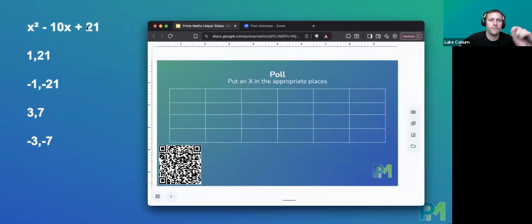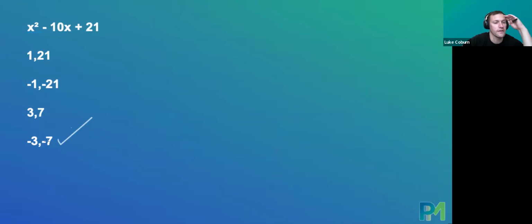So we have this 21 here, and the 21 could be 1 and 21, minus 1 and minus 21, 3 and 7, or minus 3 and minus 7. Now, each of these pairs, they multiply to give us the plus 21 because they have the same signs, but which of them add to give the minus 10? And as soon as I say it like that, it's obviously this one, right?